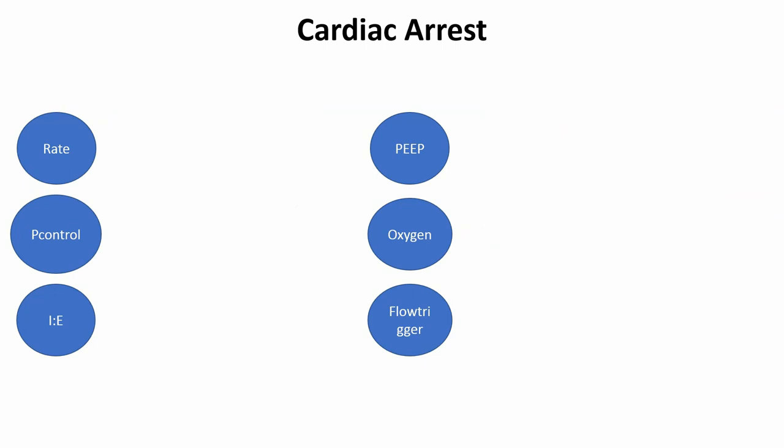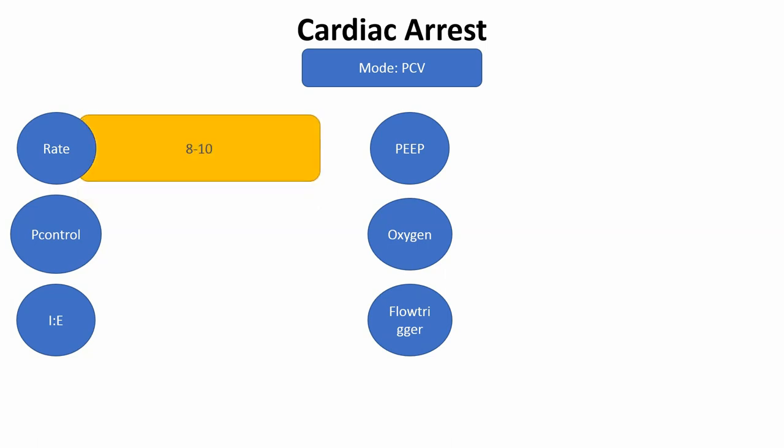Now, what should the mode be for a patient in cardiac arrest? Well, the mode's going to change, and the controls are going to change a little bit. So the mode should be PCV. Okay, and this is going to be a preset. So when you turn on the ventilator, you're going to see this. It should say CPR, and all you have to do is hit the CPR button and start ventilation after you put in the patient's height. What should the rate be? Well, what should the rate be for any patient in cardiac arrest per the AHA? 8 to 10.